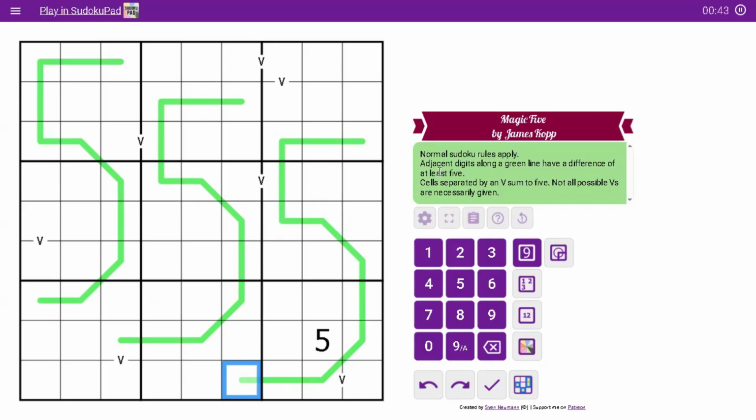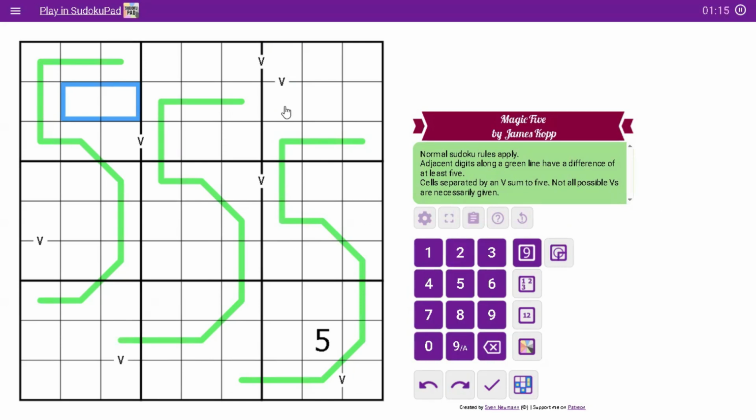Cells separated by a V sum to 5, and not all possible V's are necessarily given. So these sum to 5, those sum to 5, right? And so on and so forth. Not all possible V's are necessarily given, meaning these could sum to 5 also. They don't have to have a V in between. All right, those are the rules. And now it's my turn.